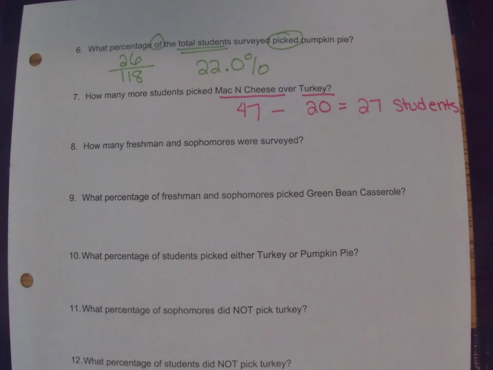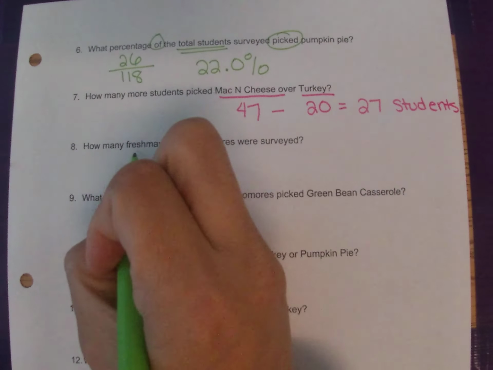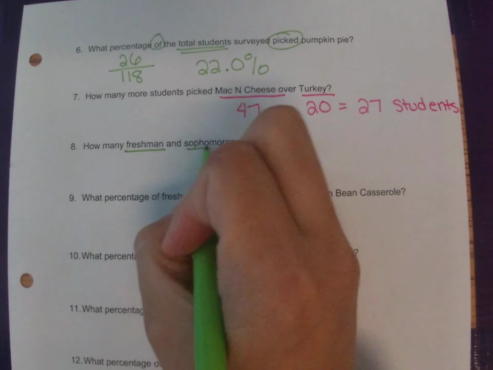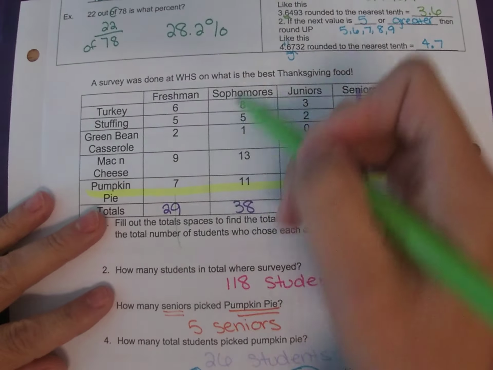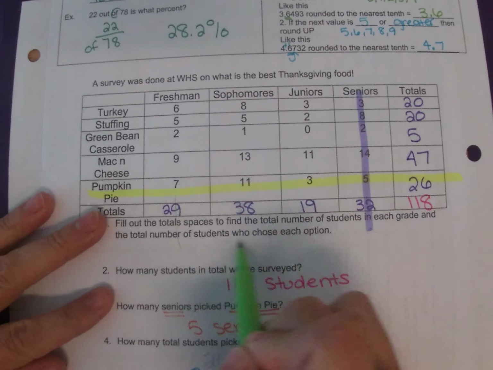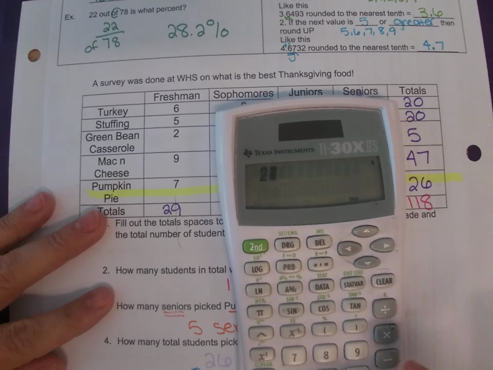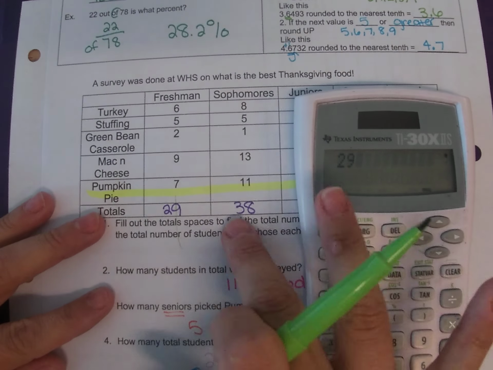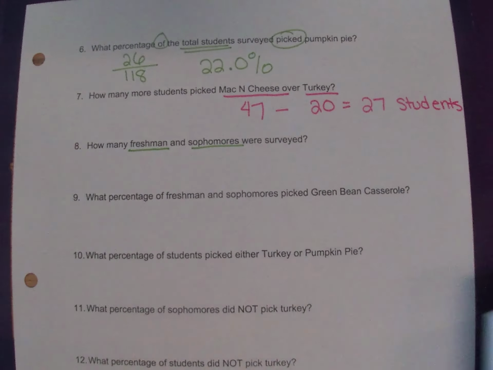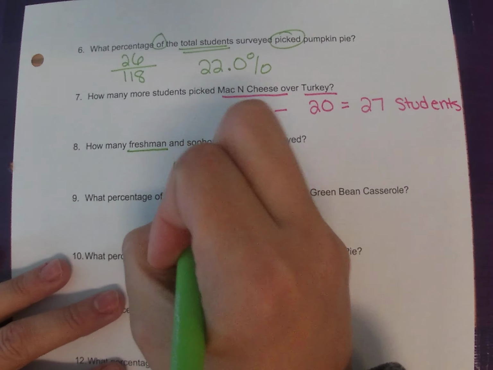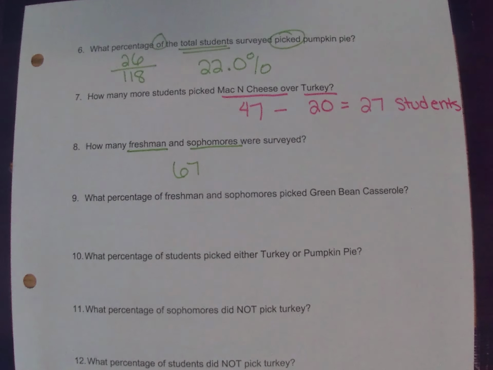Okay, we can calculate percentages based on joint situations. So for example, this one says, how many freshmen and sophomores were surveyed? So if I want freshmen and sophomores, I need to do these two combined. So I need 29, which is my freshmen, plus 38, which is my sophomores, and that will give me a total of 67 being surveyed.